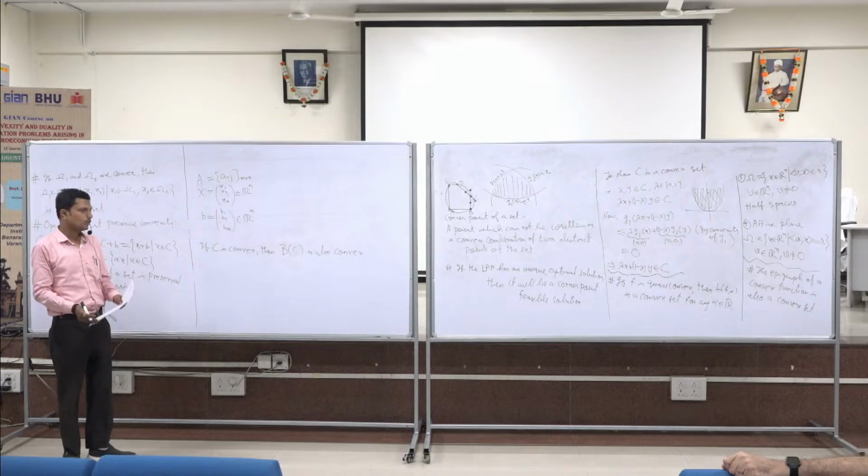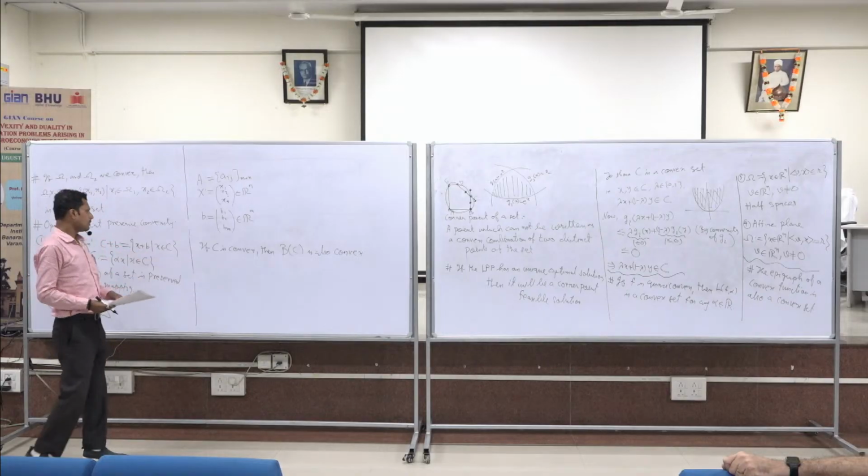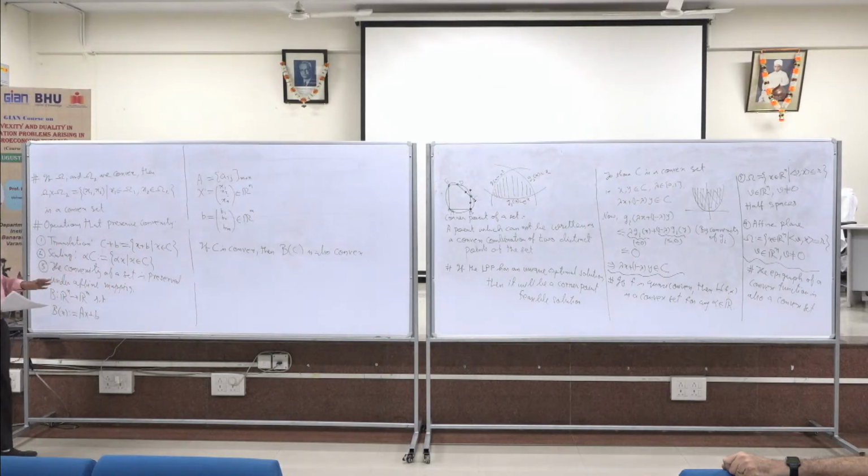And you can try to prove this maybe by using the definition, right? How? So what do we have to do? To prove that B of C is a convex set, we need to show that if you have two elements in B of C, then their convex combination will also be an element in B of C. If you have two elements in B of C, you can write it like this.